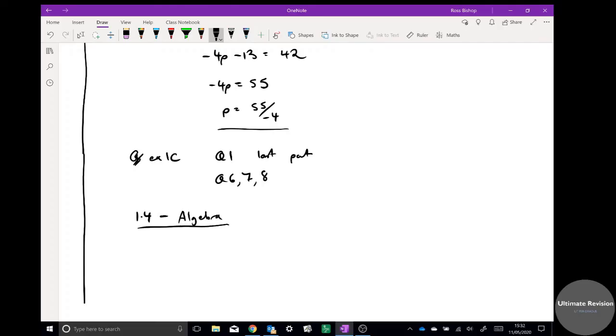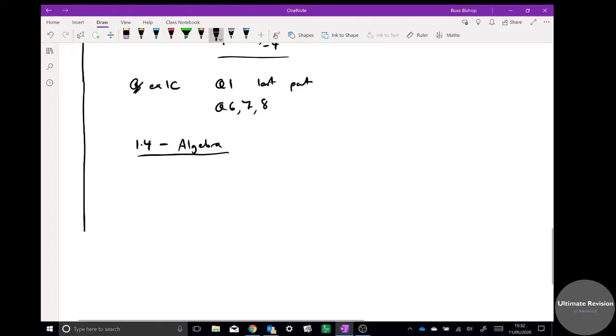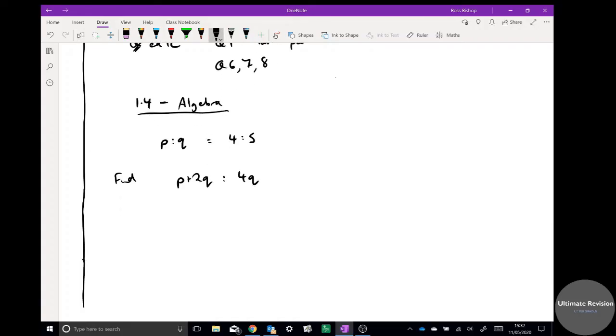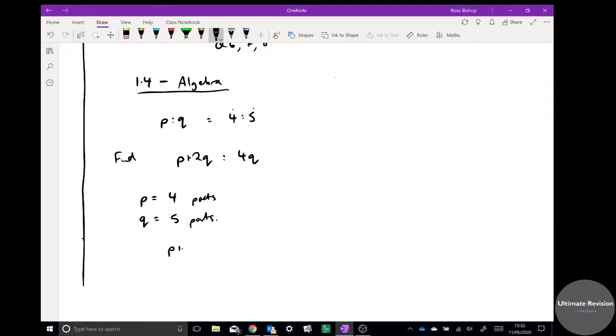Algebra, advanced algebra. Again, I'm going to look at a ratio question, which is an interesting one. So we've got P to Q is equal to 4 to 5. The question is, find the ratio P plus 2Q to 4Q. Okay? Right, now this one, I think the easiest way here is, okay, well, P is equal to 4 parts, isn't it? If we look at the top line there, P is equal to 4 parts. And Q is equal to 5 parts.